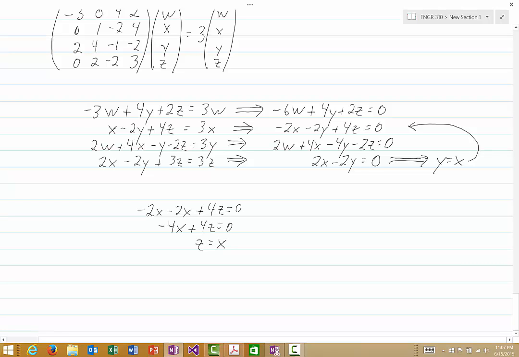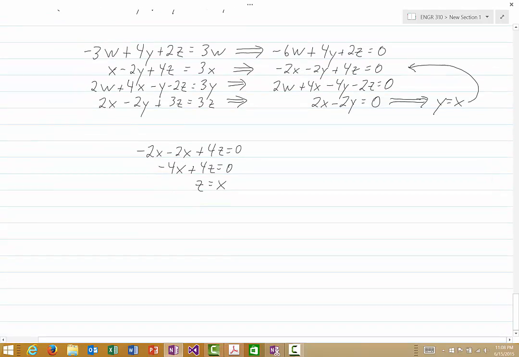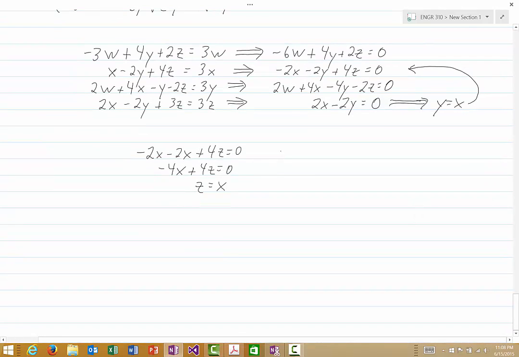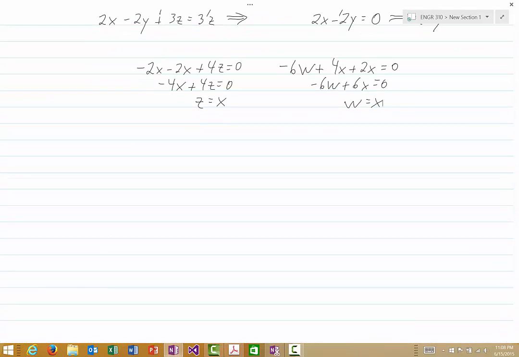So now we have y is equal to x and z is equal to x. And let's plug both of those results into the first equation. We get minus 6w plus 4x plus 2x is equal to 0. Therefore, minus 6w plus 6x equals 0, and w is equal to x. So we have y is equal to x, w is equal to x, and z is equal to x, and therefore all these are equal to each other. And so the eigenvector in this case would be any non-zero multiple of 1, 1, 1, 1.